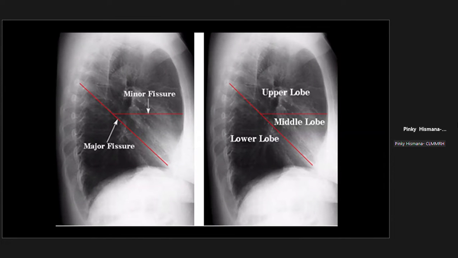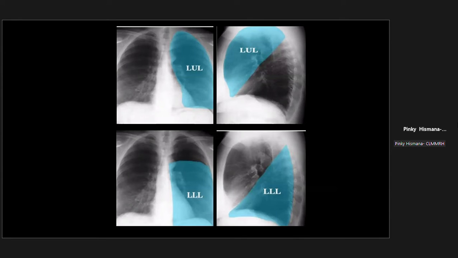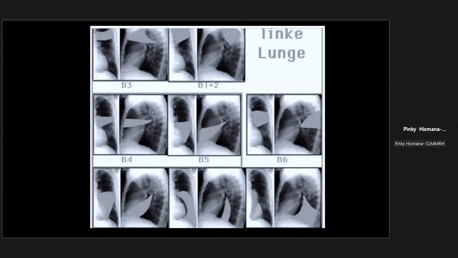Of course, on top of the frontal, we have to do the lateral views so that we would be able to know whether it's upper lobe, middle lobe, or lower lobe. In particular, if we're referring to the right lung. When it's the left lung, it's only upper lobe and lower lobe. So on top of the lobar lesions, we also have segmental lesions.